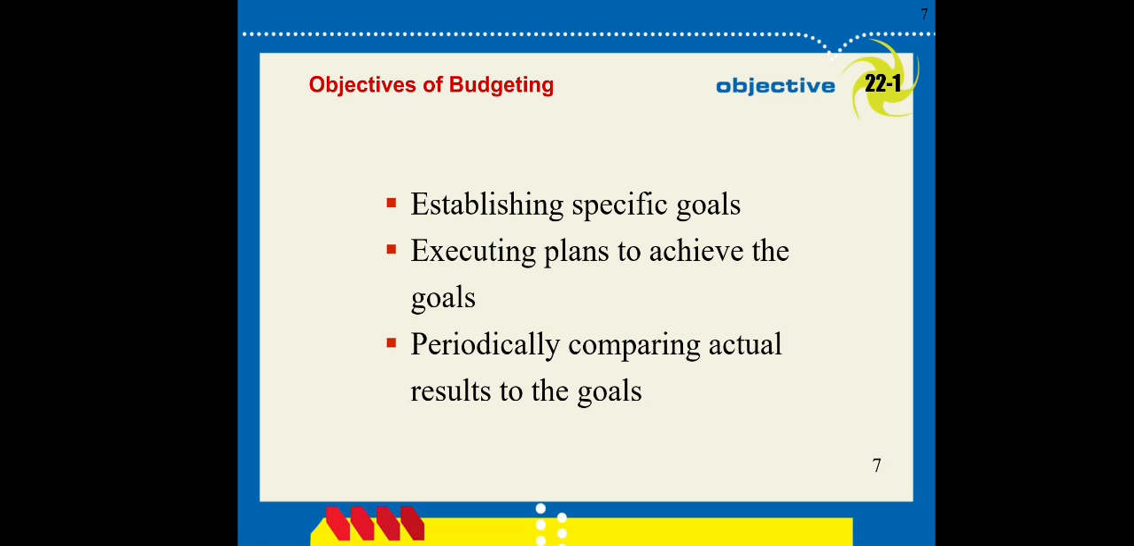These are three objectives why businesses prepare budget. First, a business prepares budget because they want to establish specific goals. When a business prepares a budget, they will develop specific goals. For example, how many dollars of sales they want to make in the next year, or in the next month, or in the next quarter. So when the business has that number, it is like a goal. Everybody in the business will try to achieve that target or budget.